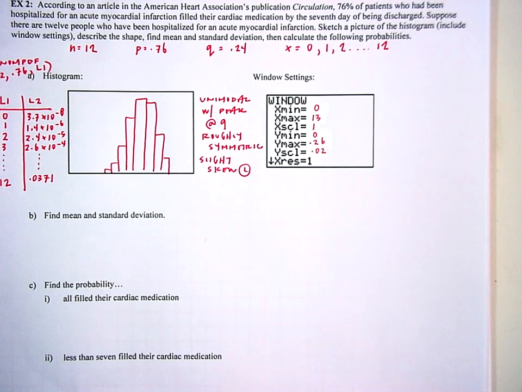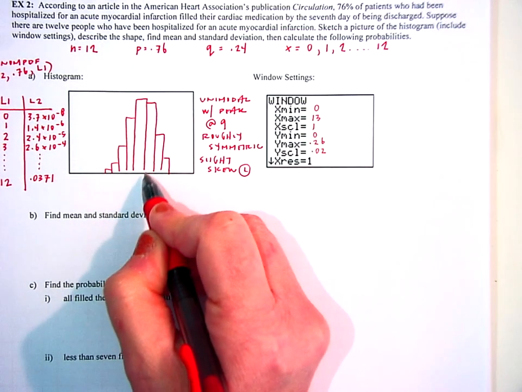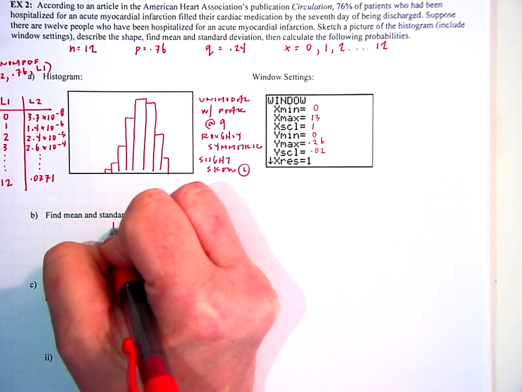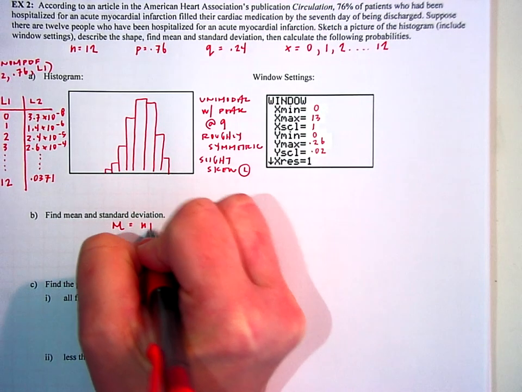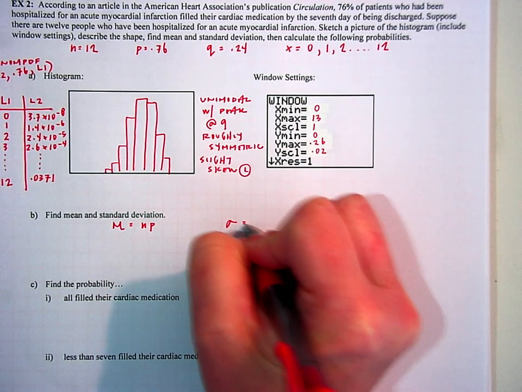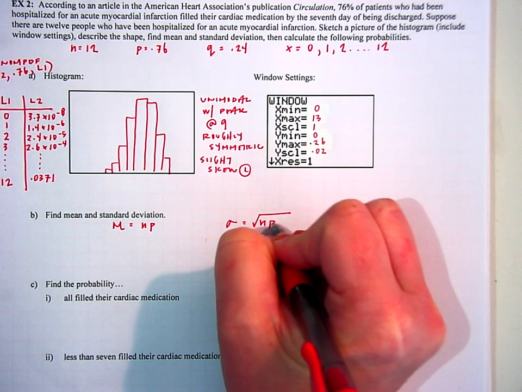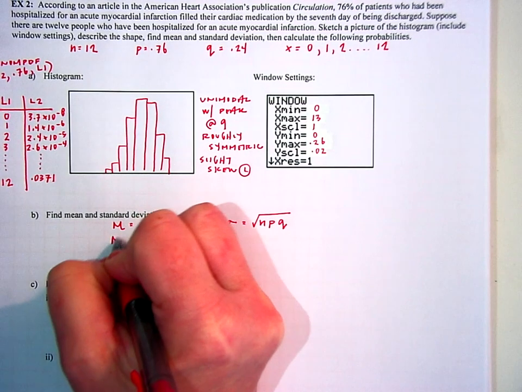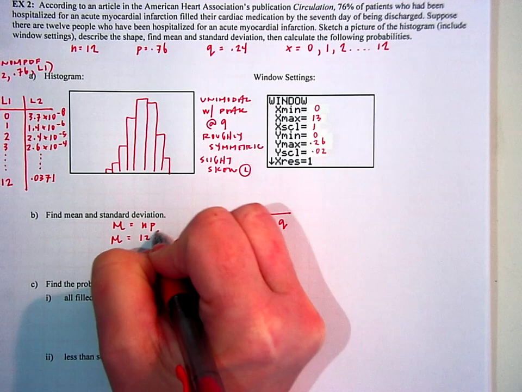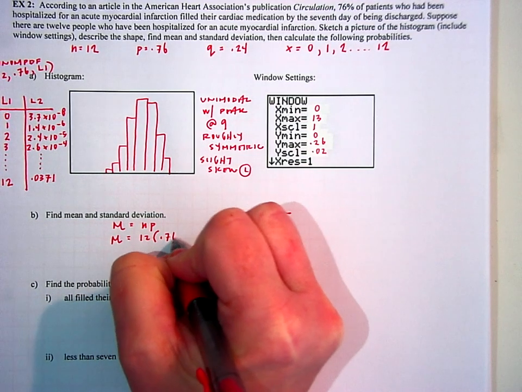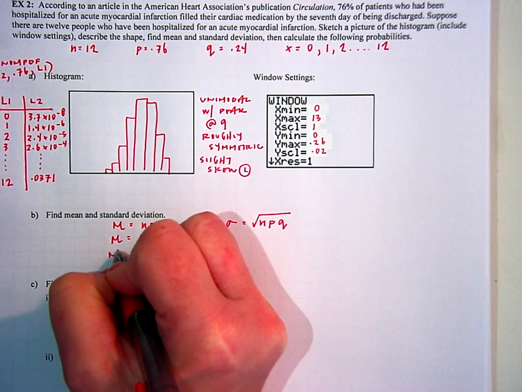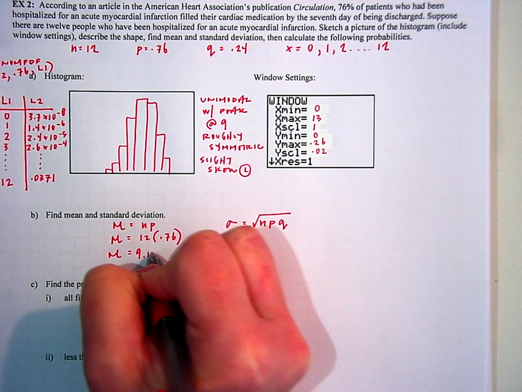And we know where our mean should be, right? It should be right smack in here. It's our balance point. So for our mean, we're looking at np, and our standard deviation, the square root of npq. So here the mean would be 12 times 0.76, so we get a mean that's exactly 9.12.